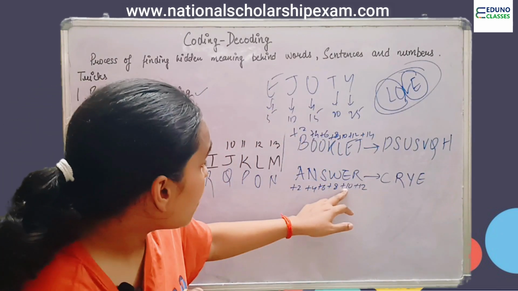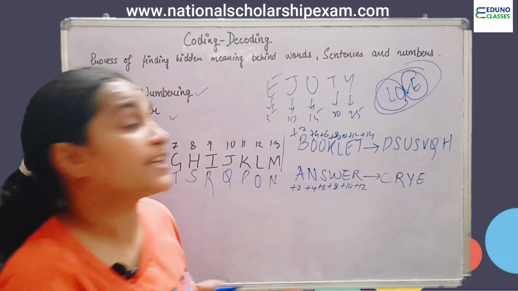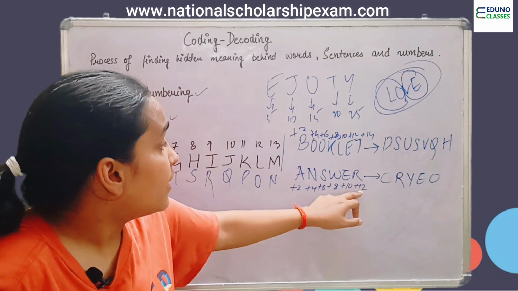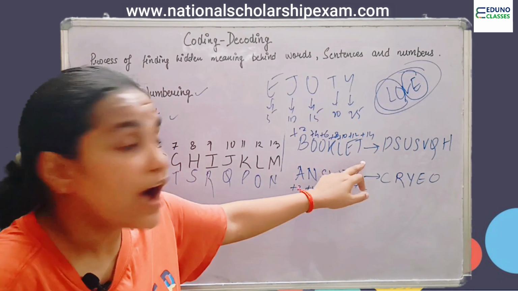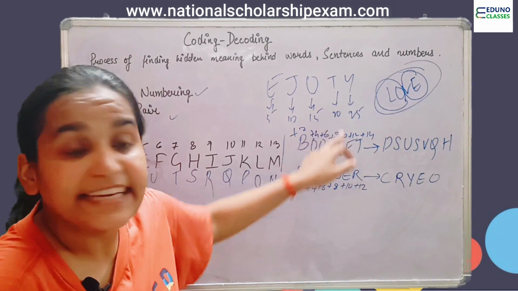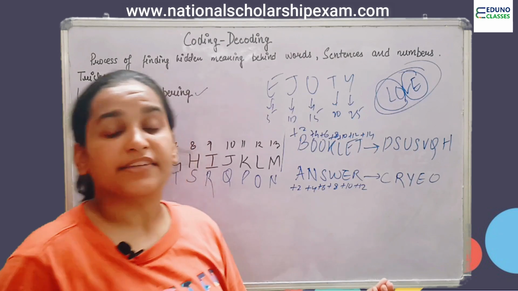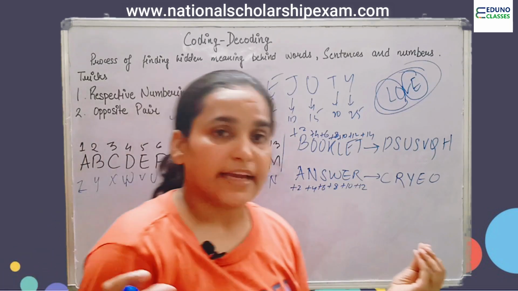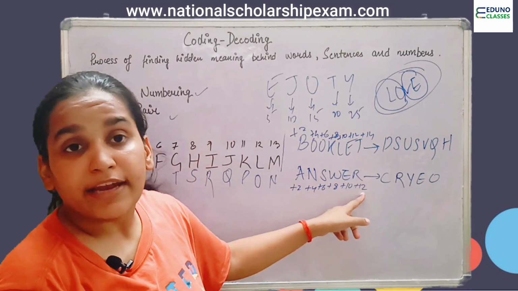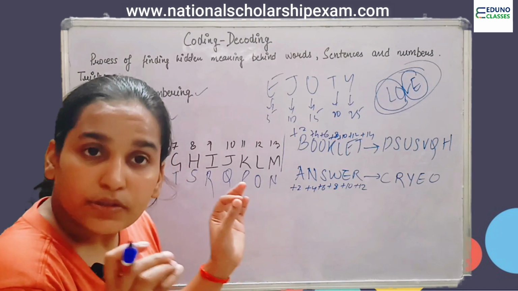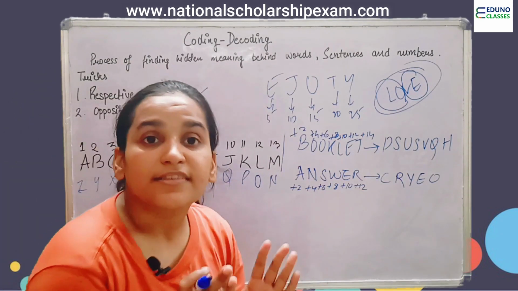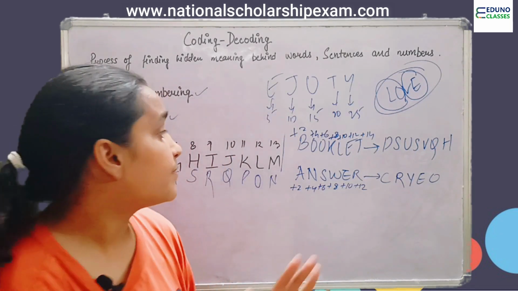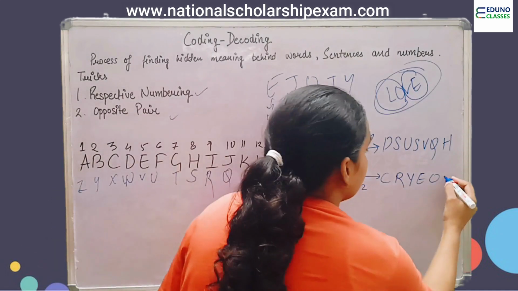Done. Now we are left with E. E is 5. 5 plus 10 is 15, and 15 is O. Okay. R is next. Now we have to add 12 to the numerical value of R. What is the numerical value of R? 18. 18 plus 12, again we have crossed 26. So first we have to reach 26 and then from A onwards reach the rest of the addition. So from 18 plus 8 we reach 26. Done. We have reached Z, and from A onwards we have to add plus 4. Done. D.